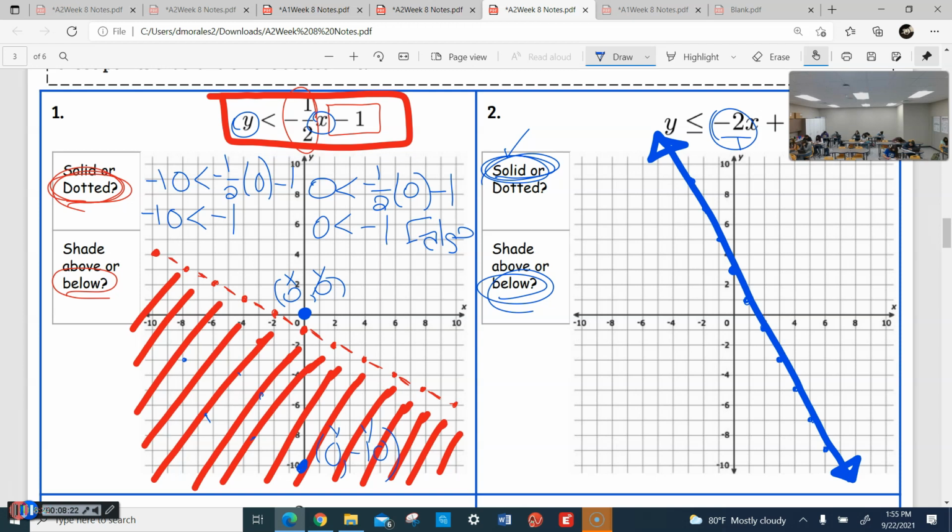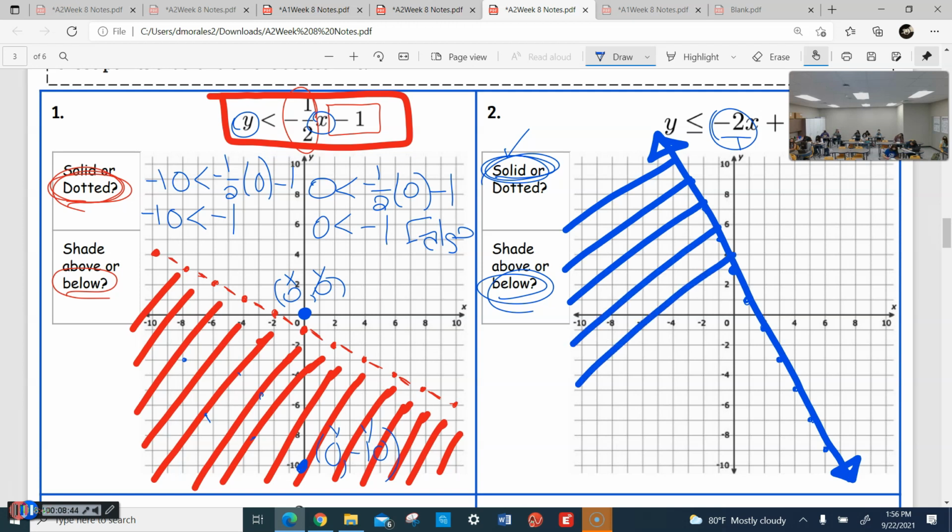And then the difference between this one and the first one is that a solid line means any point on that line is also an answer, as well as anything in which area am I going to shade? Below. So the way I show it up here is I start from the line and then start shading downwards to show that everything, even the line, has the right answers in this zone.